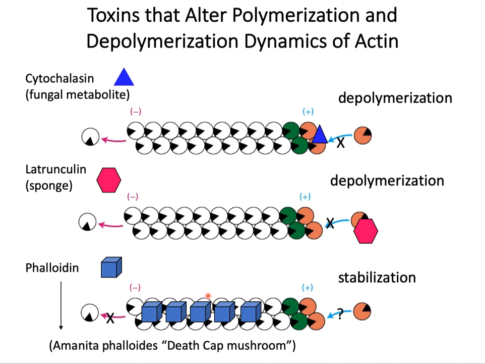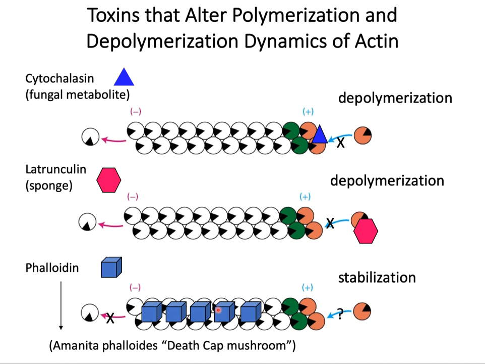So how does phalloidin work? It doesn't depolymerize the actin. What phalloidin does is that it stabilizes the actin in the cell. Remember that I told you the cytoskeleton is very dynamic. This is true for actin. Actin filaments are constantly growing and shrinking in the cells, which is necessary for the cells to survive.